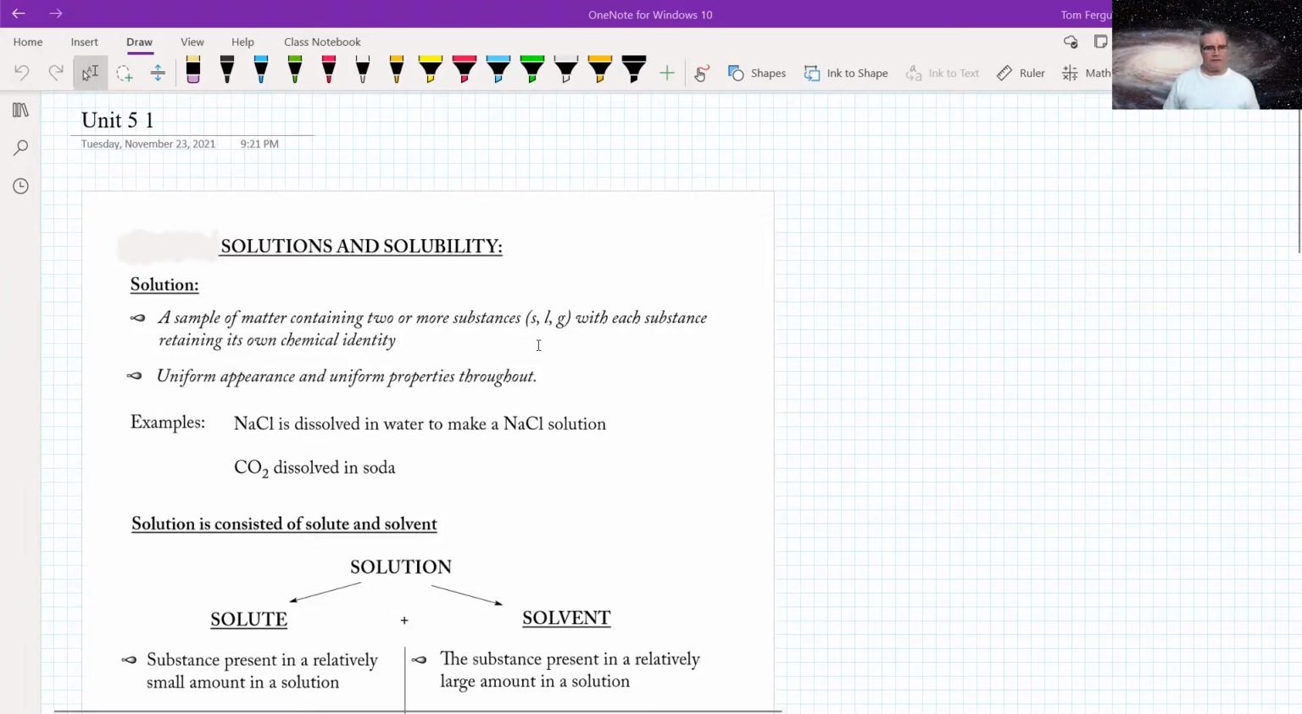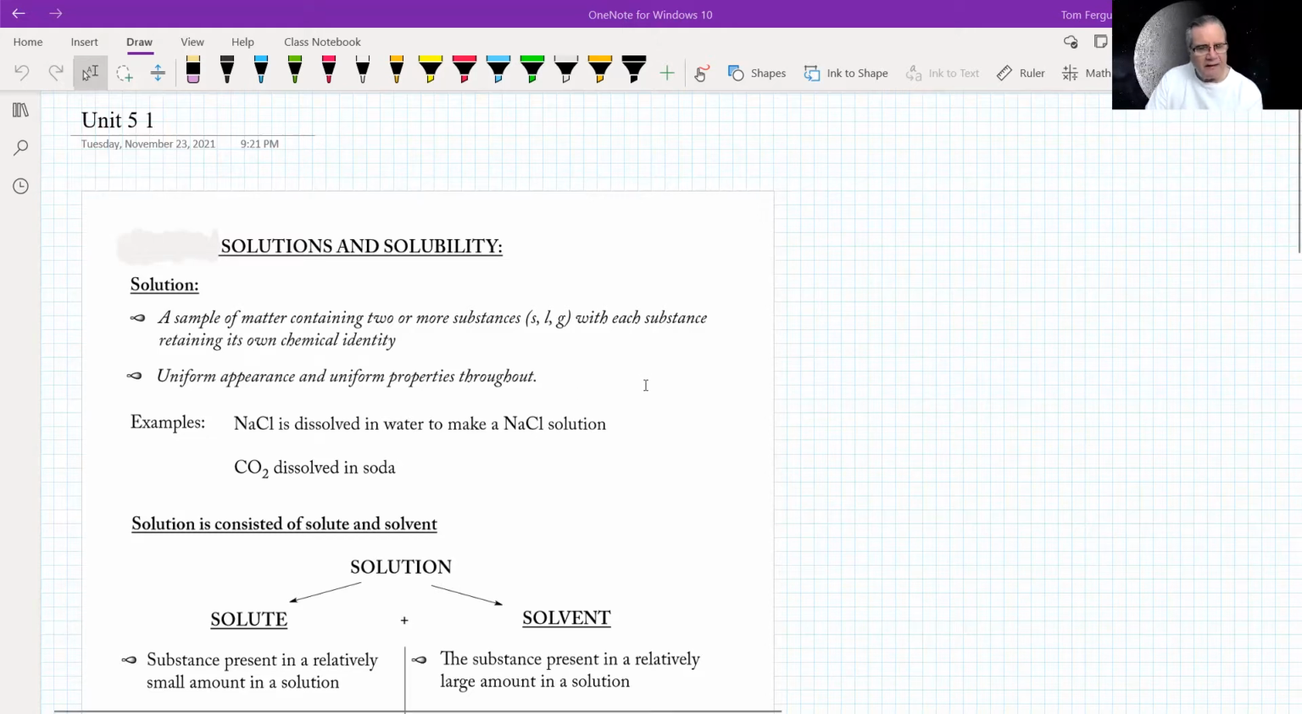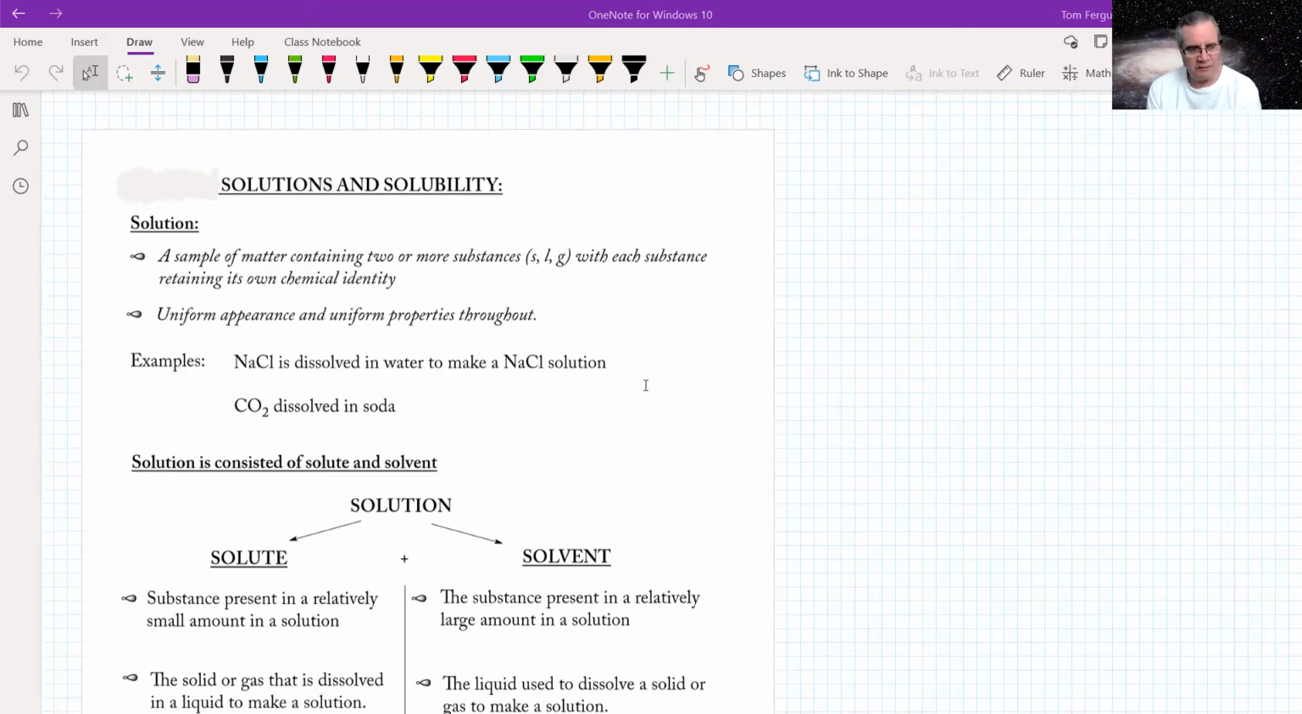Okay, I want to start into solutions today. We talked a tiny bit about what a solution is a while back, and these are some of the slides from that. So basically, a solution is a mixture of two or more substances, solid, liquid, or gas, with each retaining its own individual chemical identity. In other words, once it's mixed, it doesn't change identity.